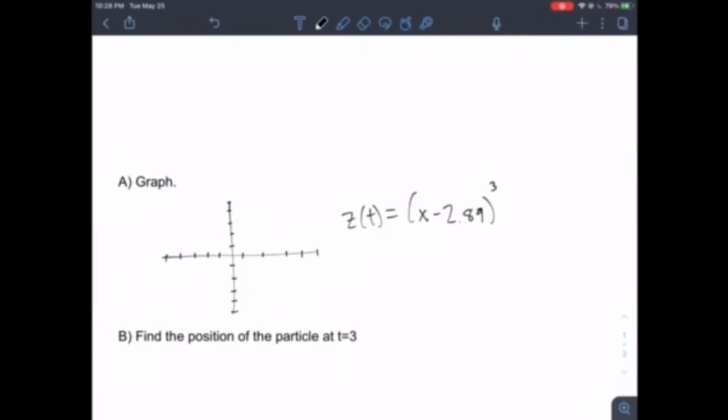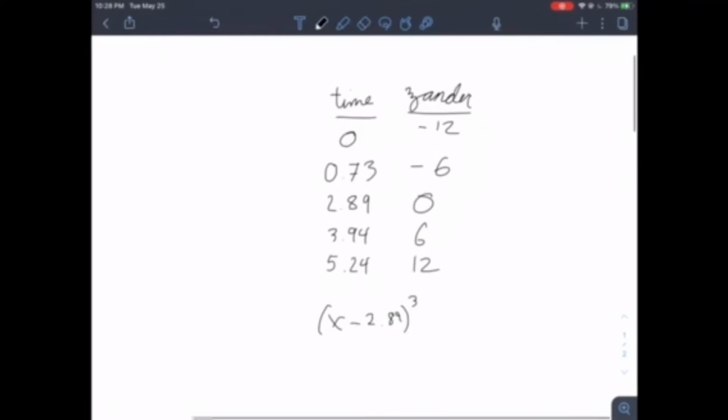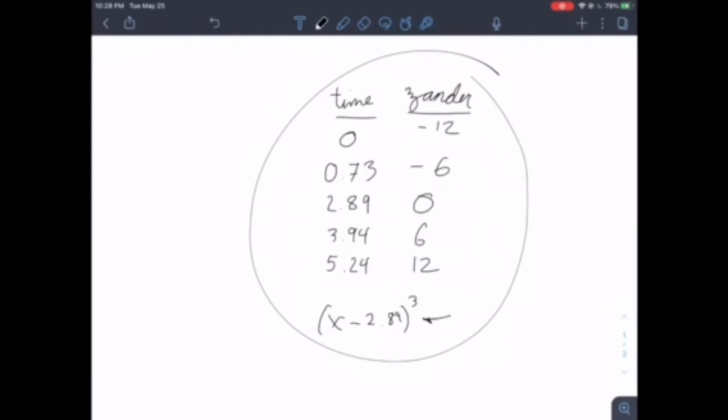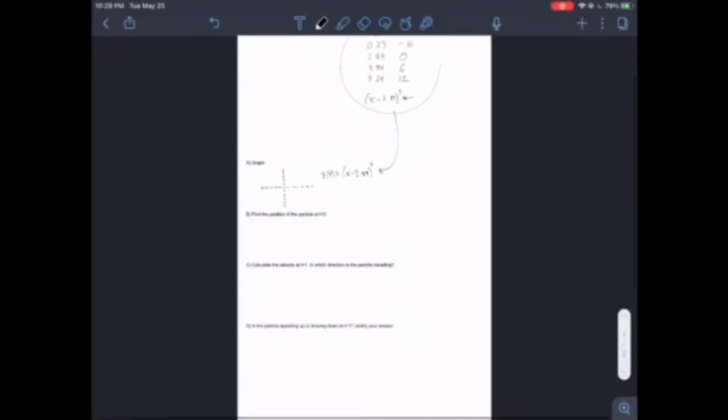Welcome to analyzing the Xander particle. Alright, so let's get right into it. So, here are the times that we got for Xander, and you see them all right here. And so, we can get that equation, x minus 2.89 to the third.